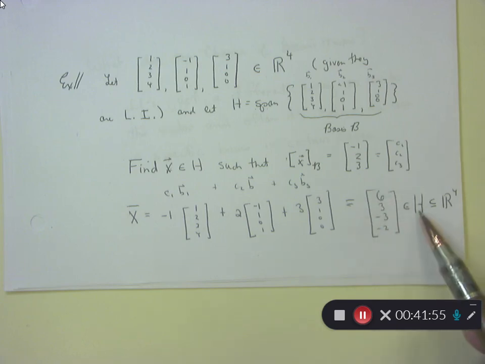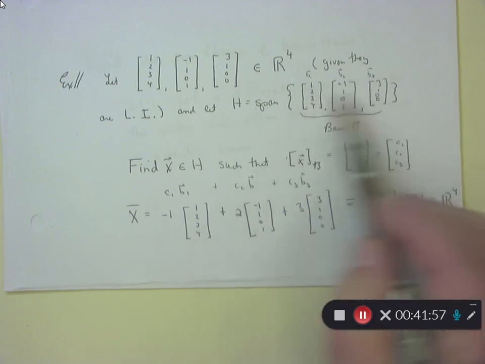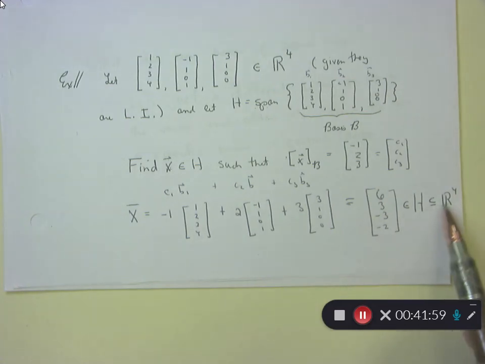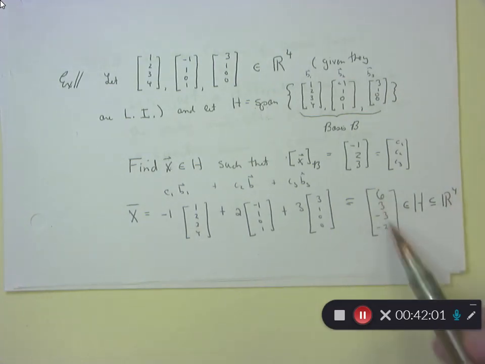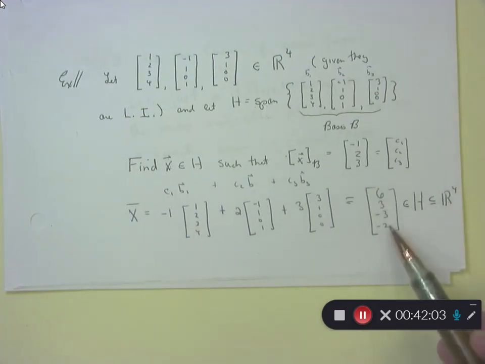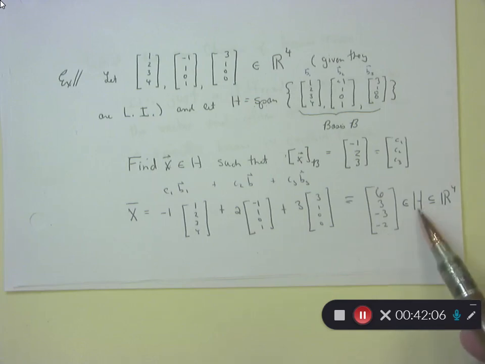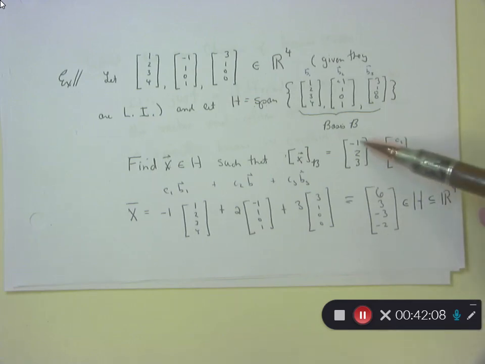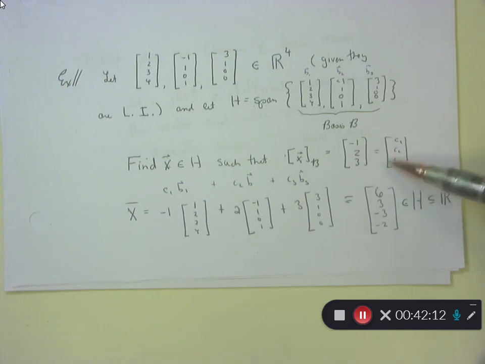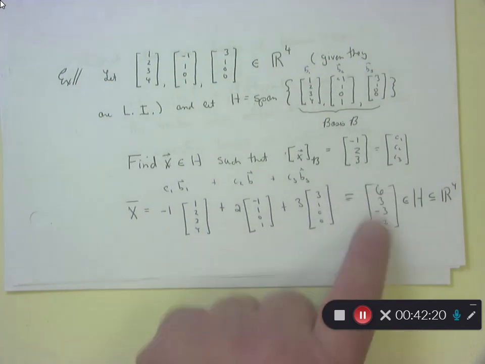This is a vector in H because it's a linear combination of my basis vectors, and this is in the subspace of R4. Notice that this is the vector X that is inside of H. This guy here, -1, 2, 3, that is not a vector inside of H. These are just coordinate vectors. Does that make sense? So here it's nice because you can see that they're different sizes.